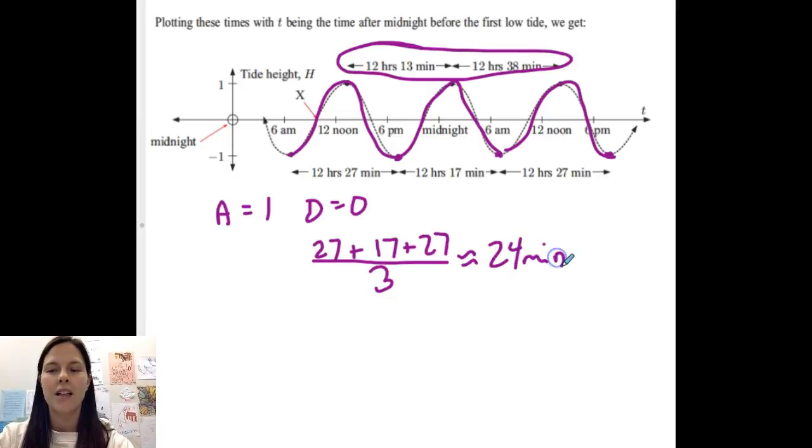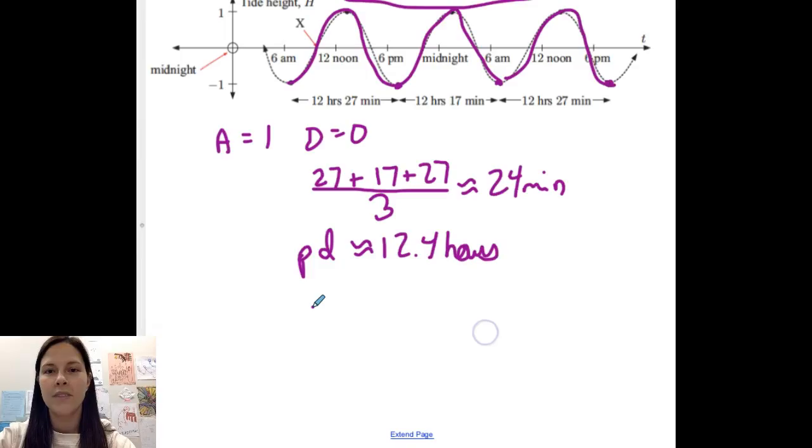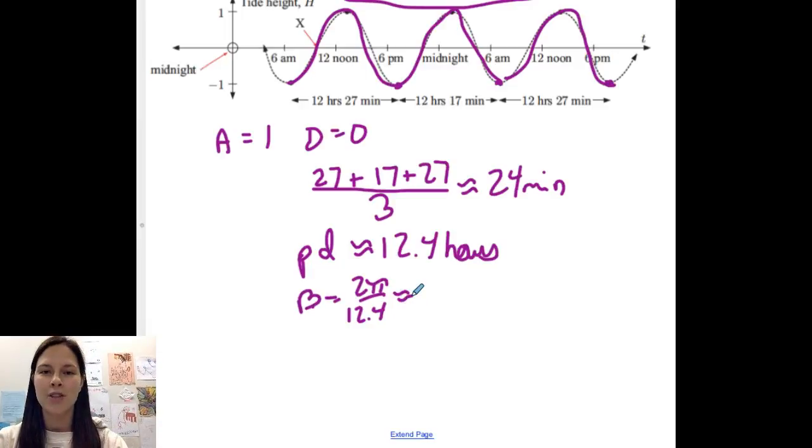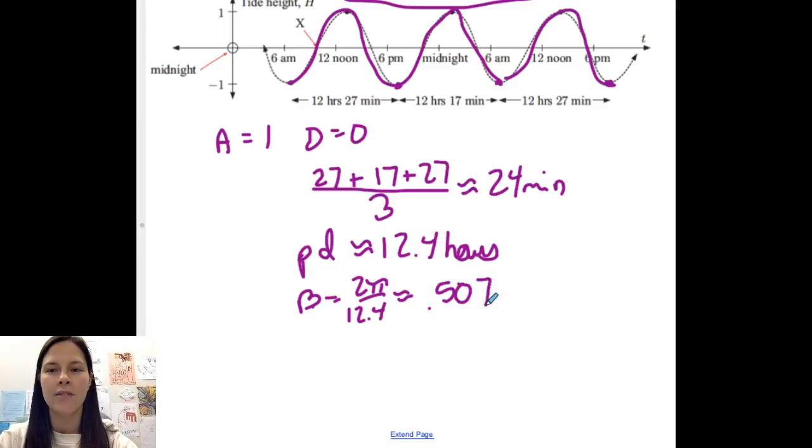We're going to make our lives a little bit easier than using that decimal. So the period is 12 hours and 24 minutes approximately. But we have 2 different units. We have 12 hours and we have 24 minutes. So we'll convert our 24 minutes to hours by dividing by 60. So the period of our function is about 12.4 hours. Using all of that to find B, remember B is 2 pi divided by the period. We'll just get a decimal approximation on this one because we don't mix fractions and decimals. And I got about 0.507 for our B value.